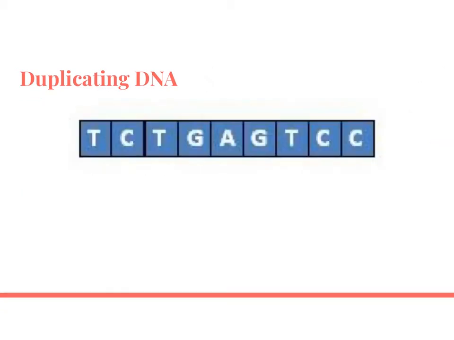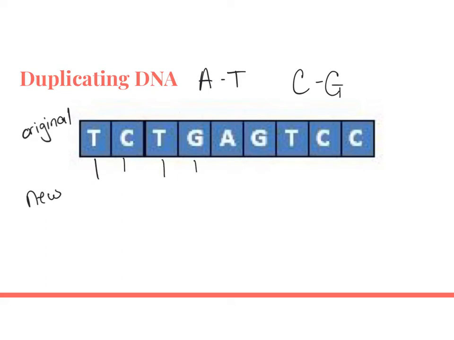Here we have just a little example about how we use those Chargaff's rules. So again, A always goes to T in DNA and C goes to G. So if I have my original, I should be able to come up with my new side, and I'm just going to connect them with my little hydrogen bonds.